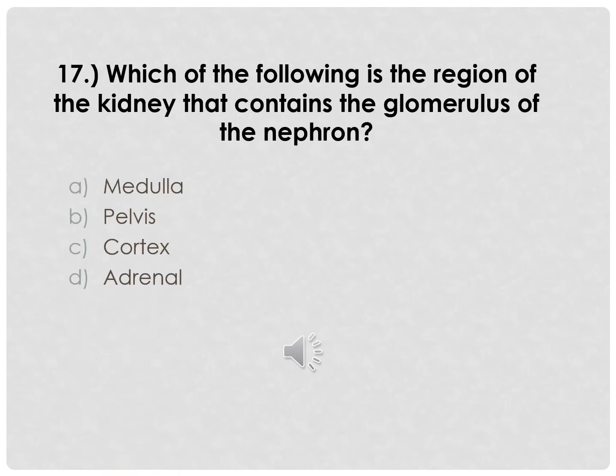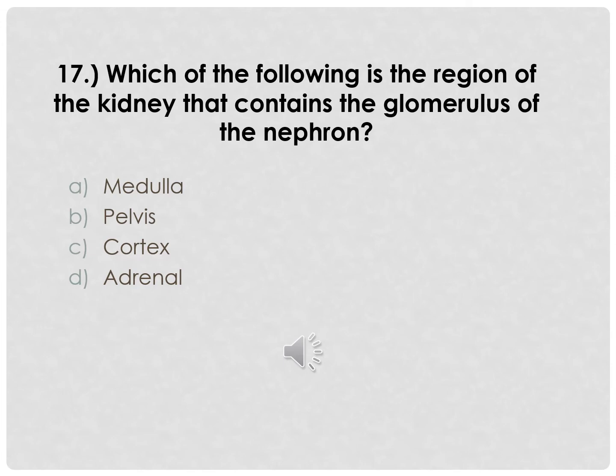Which of the following is the region of the kidney that contains the glomerulus of the nephron? So let's look at some of these options. We can rule out letter D from the beginning. The adrenal gland actually sits on top of the kidney, but it isn't part of the kidney. Let's look at letter B, the renal pelvis. This is the area in the center of the kidney where urine is collected, so we can rule that out. We're looking for the region that contains the glomerulus of the nephron.